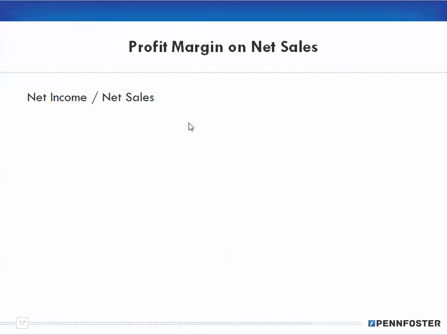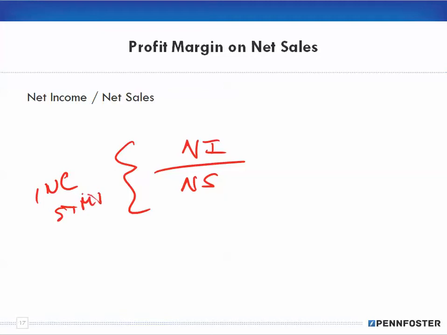Okay, last one here, profit margin on net sales. This is basically the same as the asset turnover. I have my net income over, let me erase that and go into red, I have my net income over my net sales. Both of these are shown on the income statement. We know the net income, again, our revenues less expenses gives us a profit or loss, or our net income.